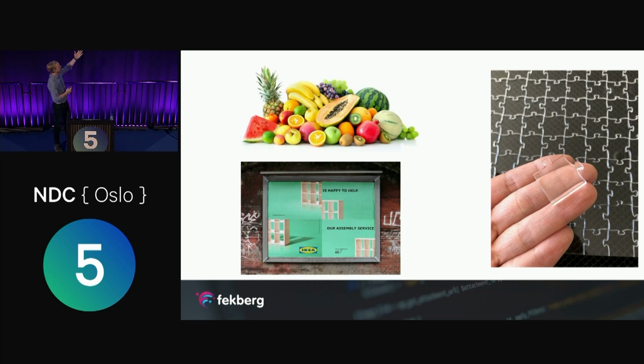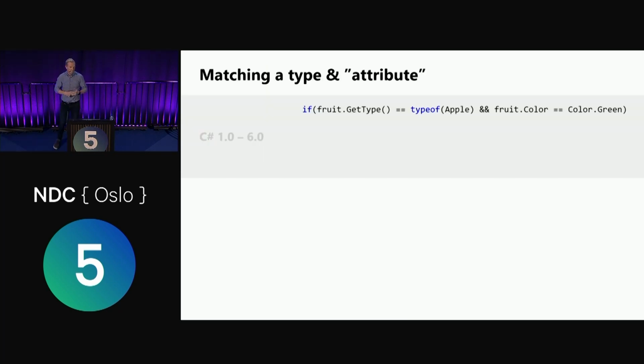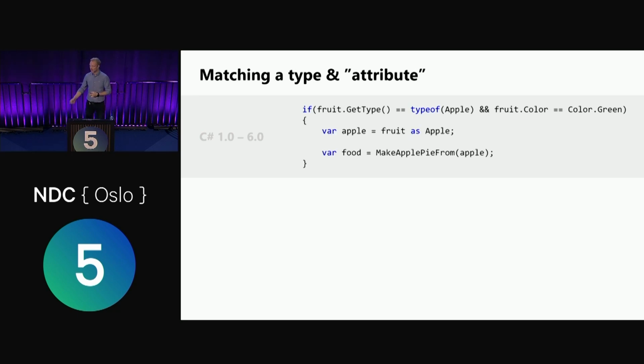So it's a way for us to determine, like, how many edges does this puzzle piece have? How does it look? What kind of color is it? Is the fruit edible, and so forth? We can use this until our imagination stops. There's so many things we can do with pattern matching. But we've been able to do this before as well. For example, I can check the type and check if it has a certain color. Then I would have to cast this into the correct type before I can use that.